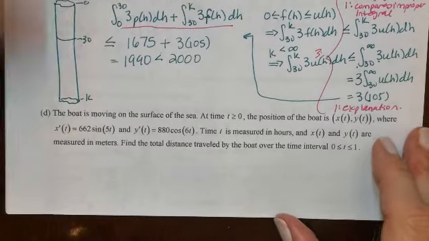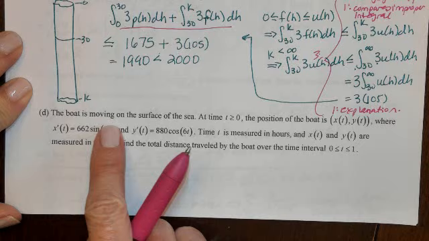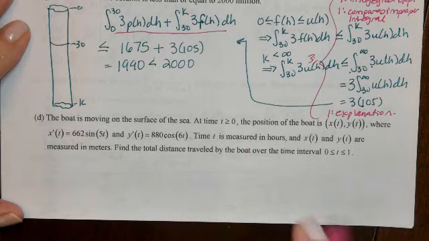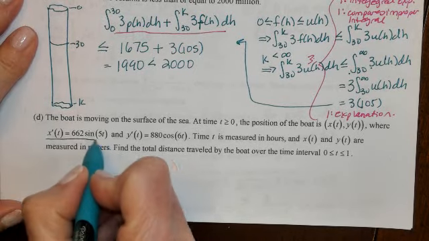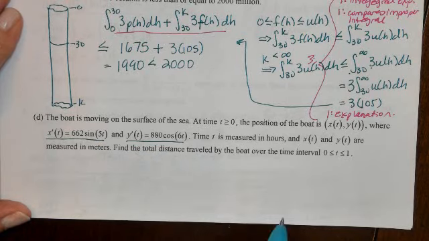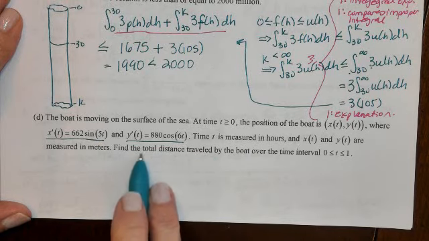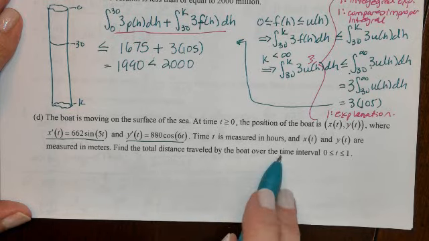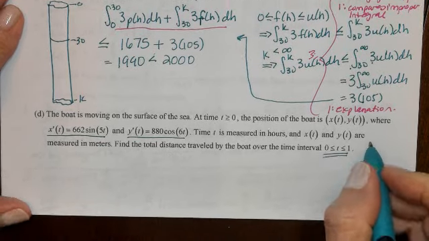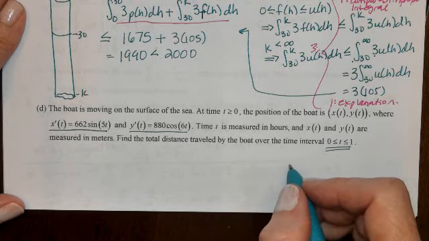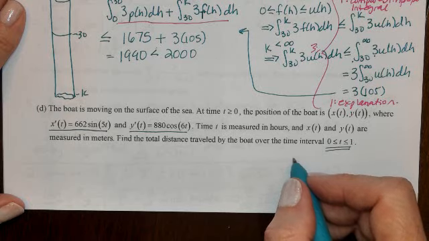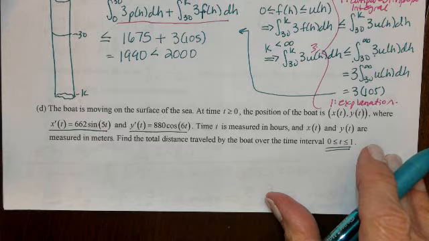Alright, one last little part of this problem. A boat is now moving on the surface of the sea. At time t greater than or equal to 0, the position of the boat is x of t, y of t, where x prime is this function and y prime is that function. Find the total distance traveled by the boat from time 0 to 1. Well, this was probably a very nice relief for my students because they knew this formula. We spent a bit of time going back over parametric equations and the formula for total distance traveled.